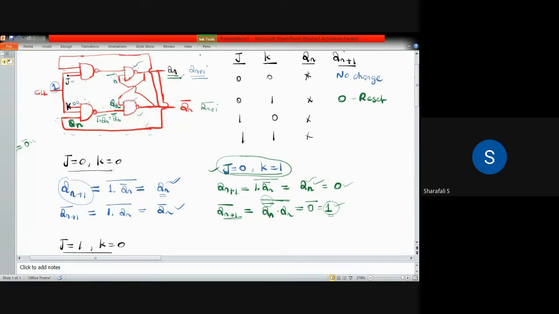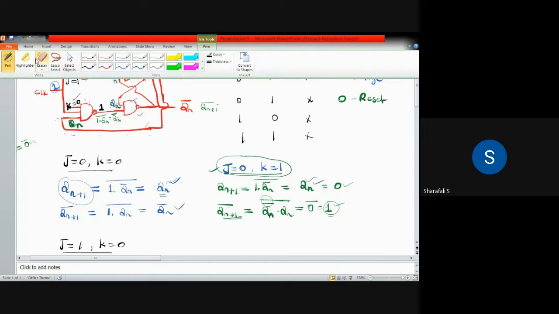Okay, now J equal to 1 and K equal to 0. In this case, here we have Q and Q bar. Since K equal to 0, this one will be equal to 1 without doubt, because one of the inputs is 0.